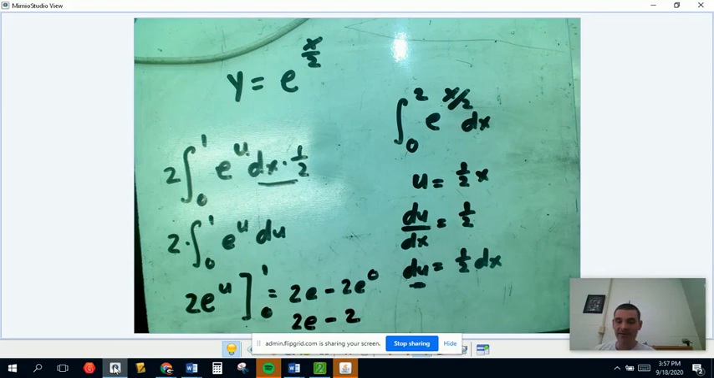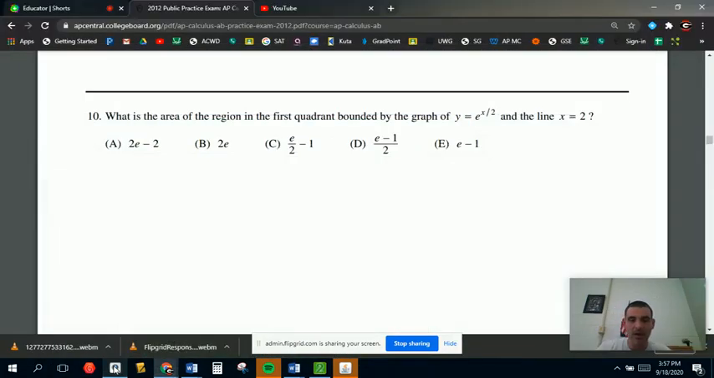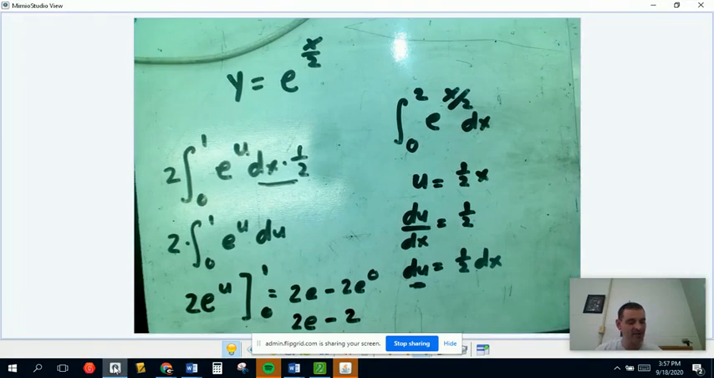Or they may factor that 2 out. I don't know if they will or not. We'll look at the answer. Yeah, so it's like A. 2e minus 2. So 10 would be A in this one.